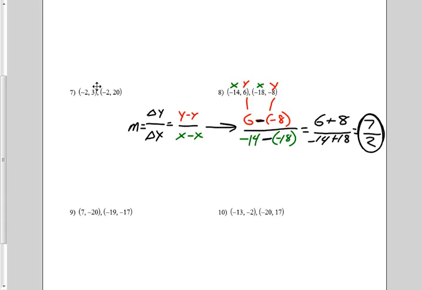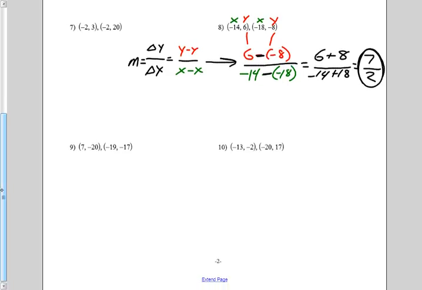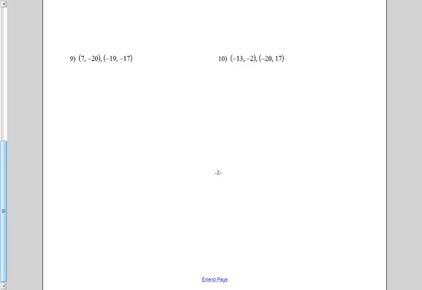Let's try that again, because this can get a little complex. So in 10, I'm going to shorten it up a little bit, because I'm going to just subtract my y values. So I'm going to do negative 2 minus 17 over negative 13 minus negative 12. You see how I write that minus sign twice.